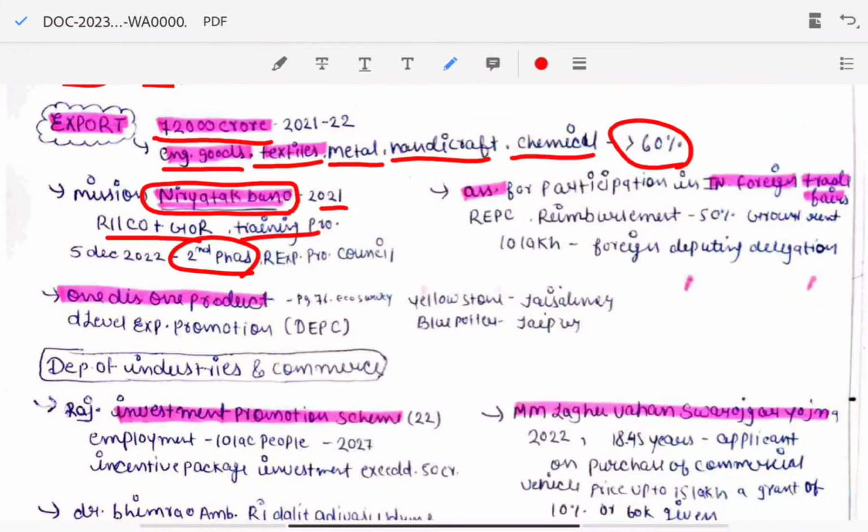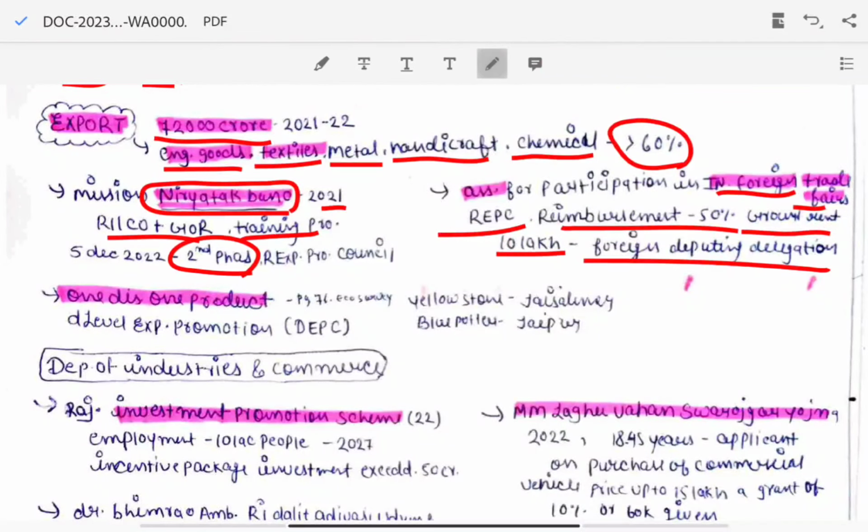Then we have assistance for participation in foreign trade fairs. So basically it will be a showcase of soft power too, if we are increasing the participation of our handicrafts and so on in the foreign market. So there will also be an increase in the tourism sector and our soft power too. It was launched by REPC, in which reimbursement of 50% is provided for the rent of a ground, and then 10 lakh for the foreign delegation.